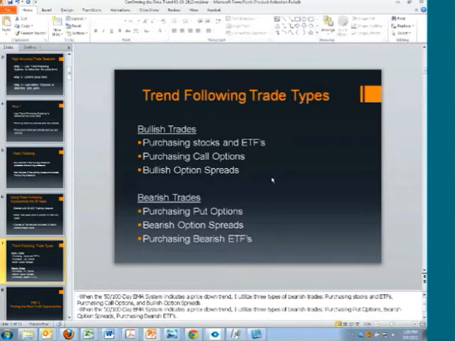Back in the last bear market, we loaded up with bearish positions in the summer of 2008, and we rode those bearish positions all the way down till March of 2009. So this will vary. In other words, when we're in a bear market, we'll have mostly bearish trades. When we're in a bull market, we'll have mostly bullish trades.